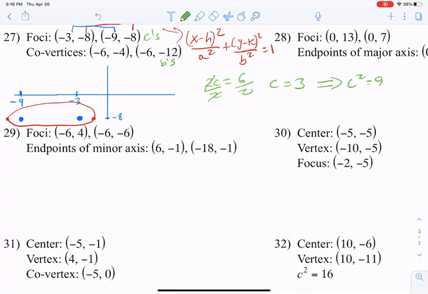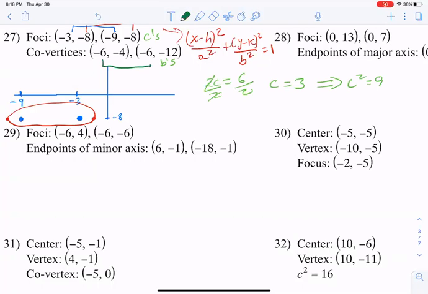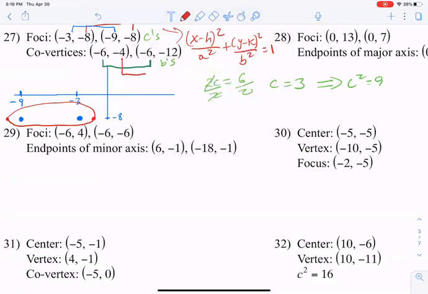I'm done with c. Now I need to find out what's b. Again, look at these: the numbers on the x coordinate are not moving, they're fixed. That means the y values are what's changing. So what is the distance from -4 to -12? Well, that's 8. So that implies that 2b equals 8, and if I divide by 2, I get b equals 4. And therefore b squared is 16.